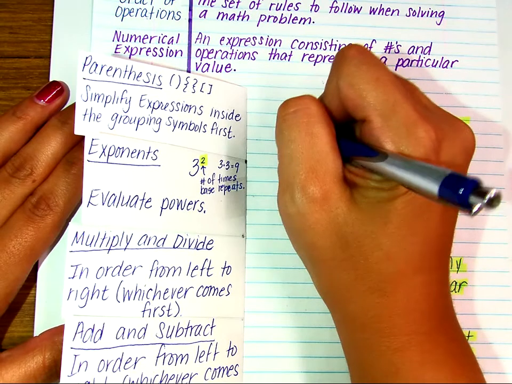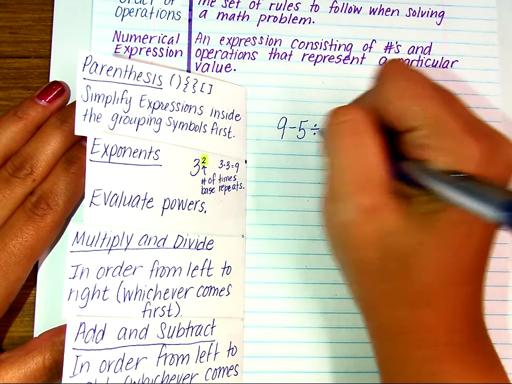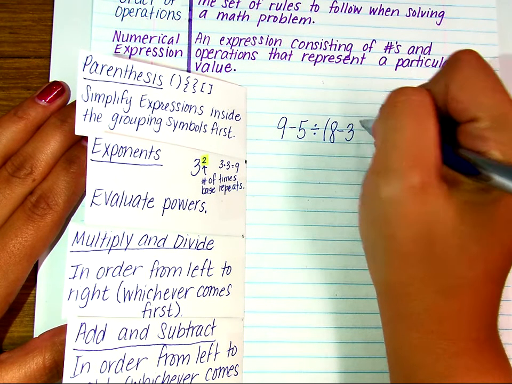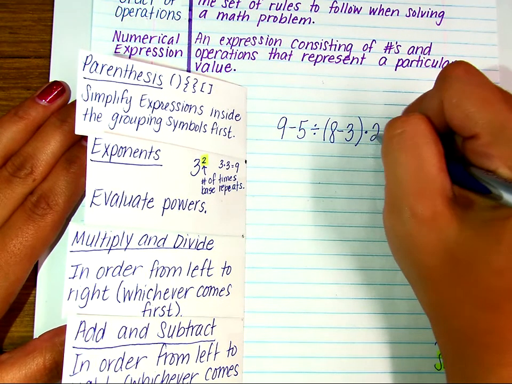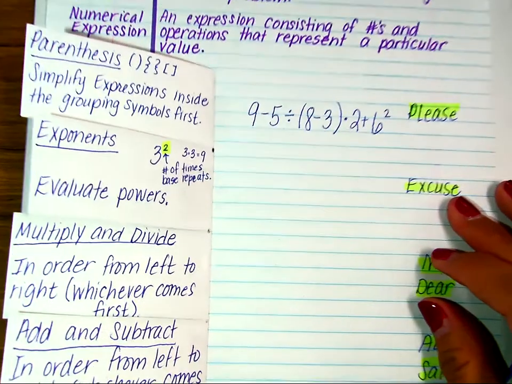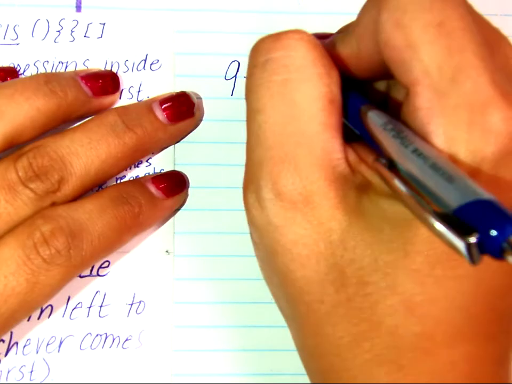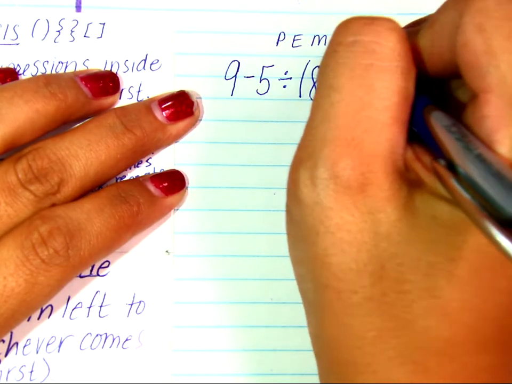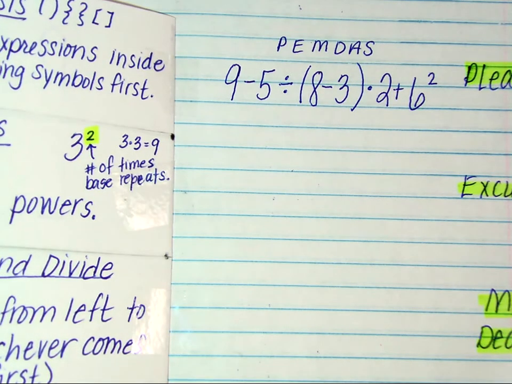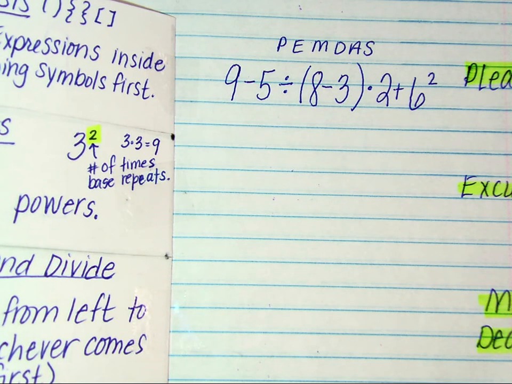9 minus 5 divided by 8 minus 3 times 2 plus 6 to the second power. Notice we have a lot of operations going on in here. Okay, so just above the problem, I'm going to put PEMDAS. This PEMDAS, that little acronym right above it, is going to help me make sure it's like a checklist.